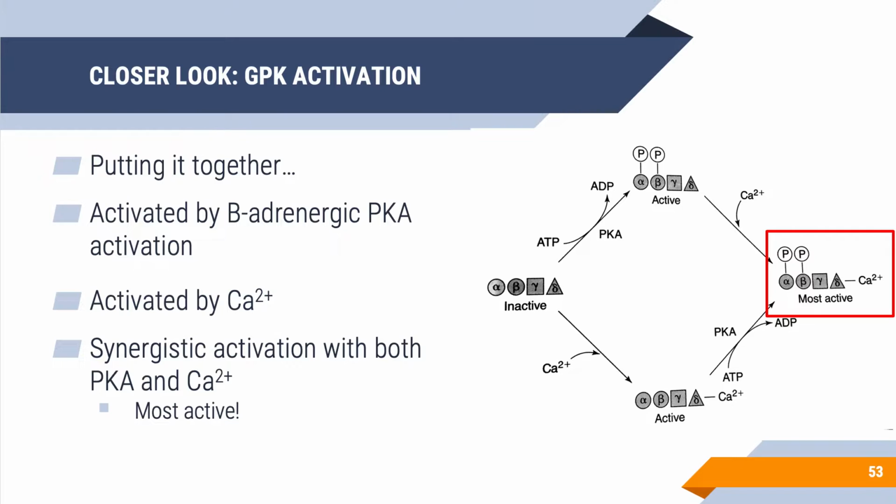So now that we know both calcium and epinephrine can activate GPK, it's important to consider that during an exercise scenario, we would have both epinephrine and calcium activation. So with both epinephrine and calcium levels increased during skeletal muscle contraction, we can see there's this additive or synergistic effect on the activation of glycogen phosphorylase kinase. So it's most active with epinephrine and calcium modulators both at play.